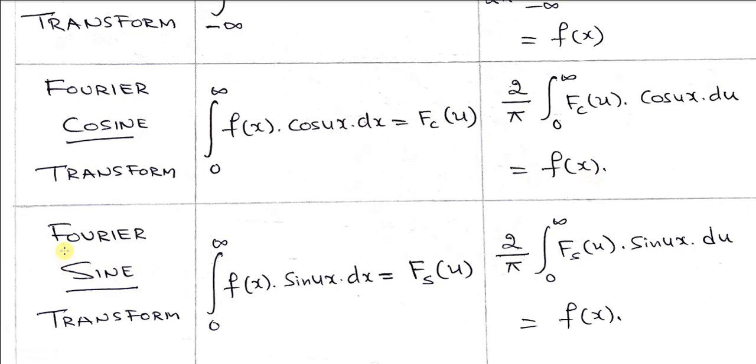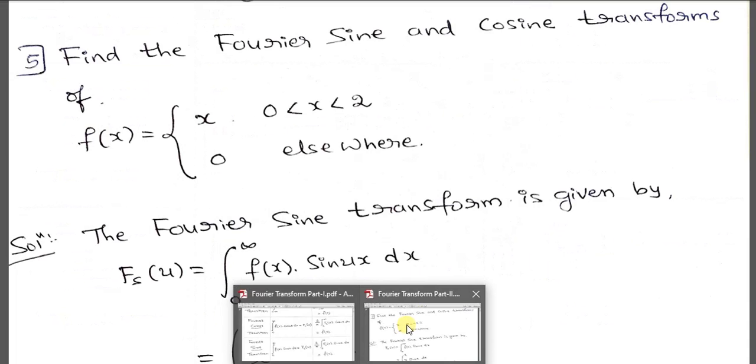And for the Fourier sine transform, the formula is integration 0 to infinity f of x sin ux dx, and the notation is Fs of u. To find the inverse Fourier sine transform, the formula is 2 by pi integration 0 to infinity Fs of u sin ux du. The important observation is that for Fourier transform the limits are minus infinity to plus infinity, but throughout the sine and cosine transforms the limits are 0 to infinity. You have to remember this. With these few basic formulas, now we will move on to the problem section.